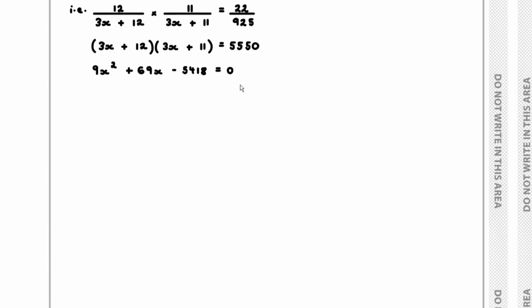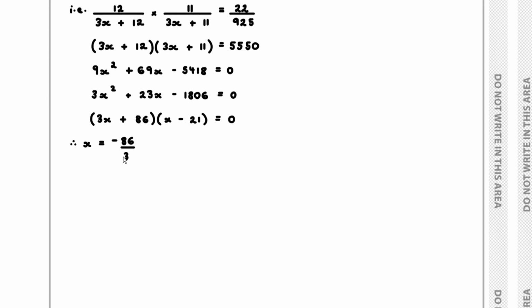Now if I divide this equation through by 3, I've got 3x squared plus 23x subtract 1,806 equals 0. And now factorising, we've got 3x plus 86 multiplied by x subtract 21 equals 0. And if I solve, x is equal to negative 86 over 3, and x is equal to 21. Meaning x equals 21 is our only solution.